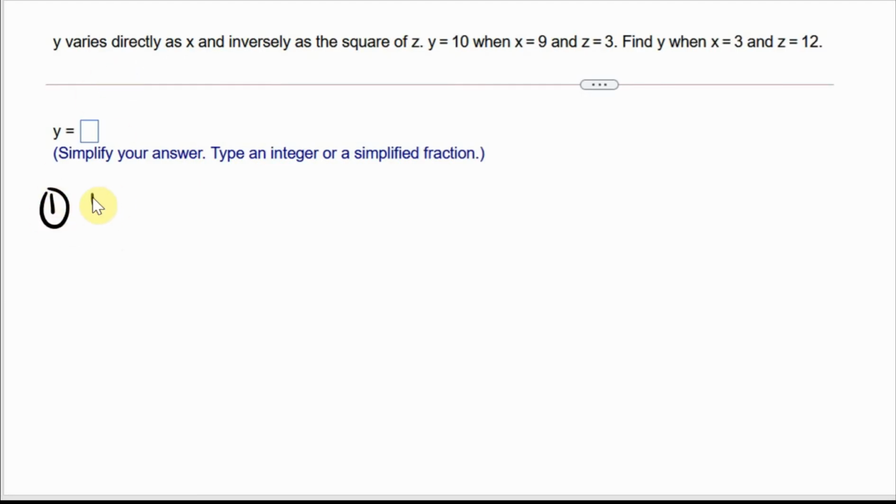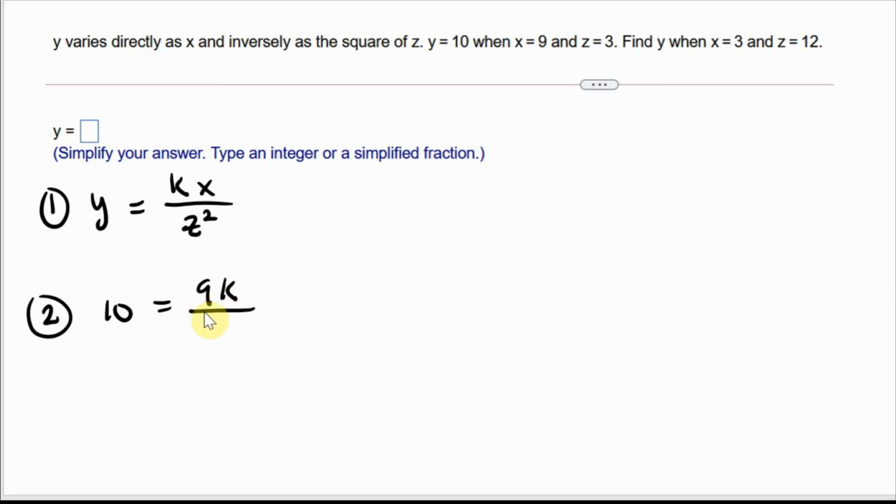Here y varies directly as x, that's k times x, and inversely divided by the square of z. Step number 2, they tell us that y is equal to 10, x is equal to 9, times k all over z is equal to 3, and that's to be squared. So that gives us 9 divided by 9, so we just have k is equal to 10.